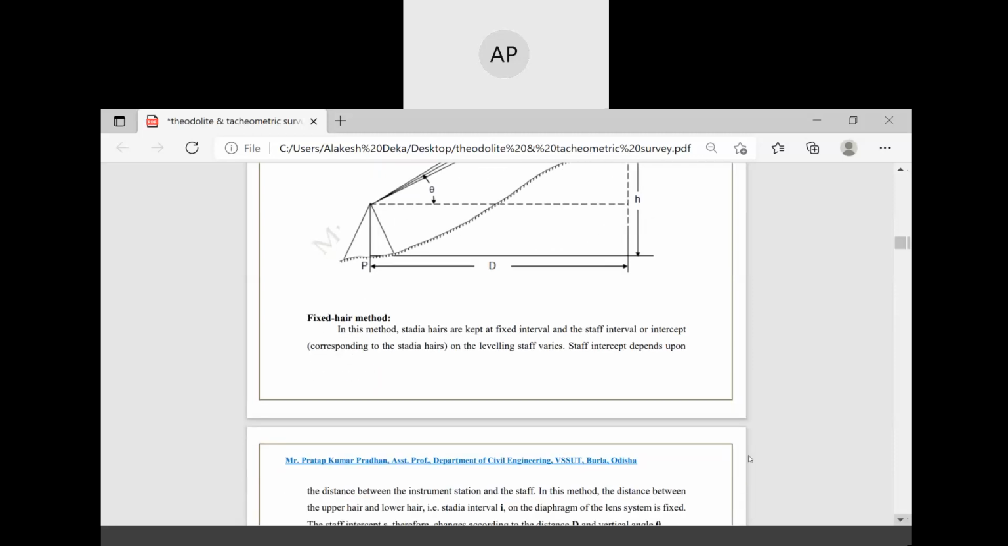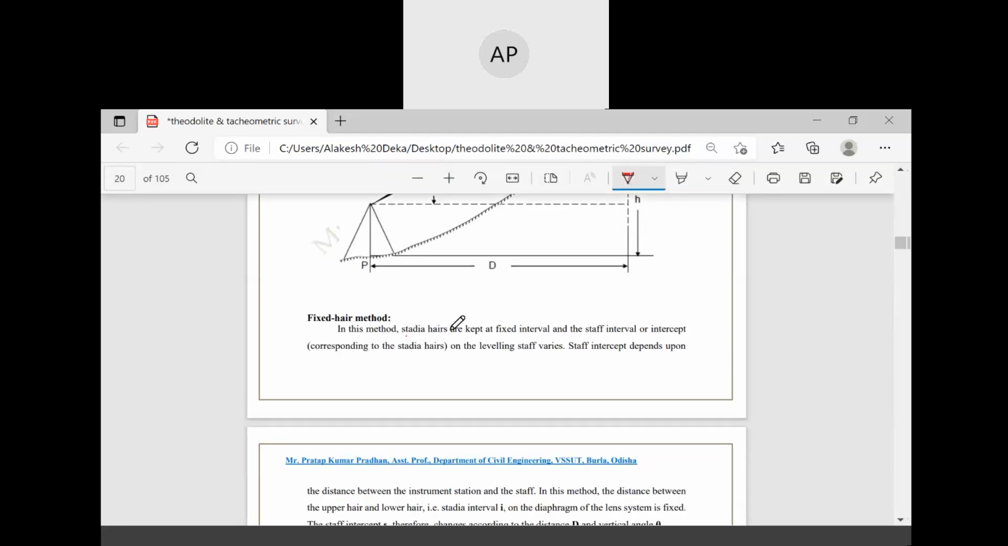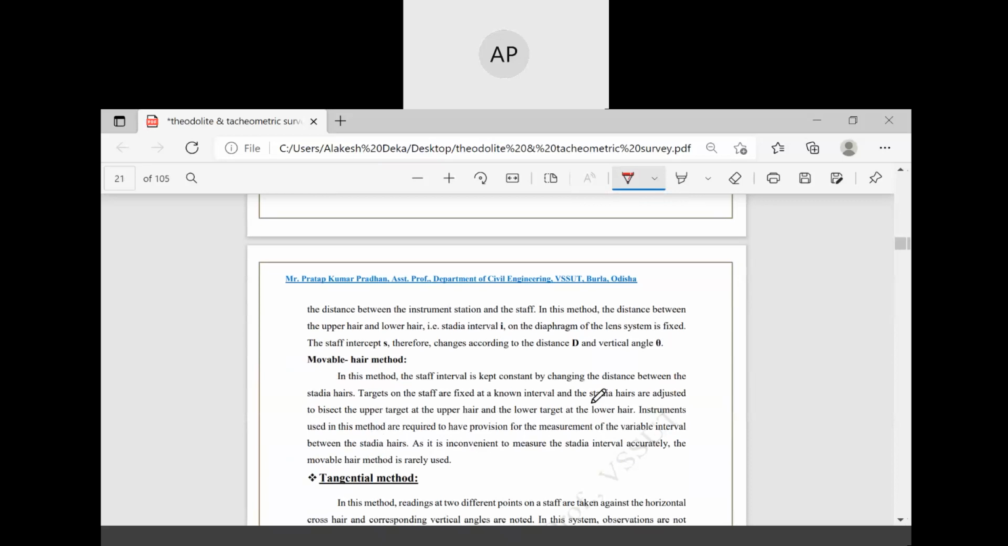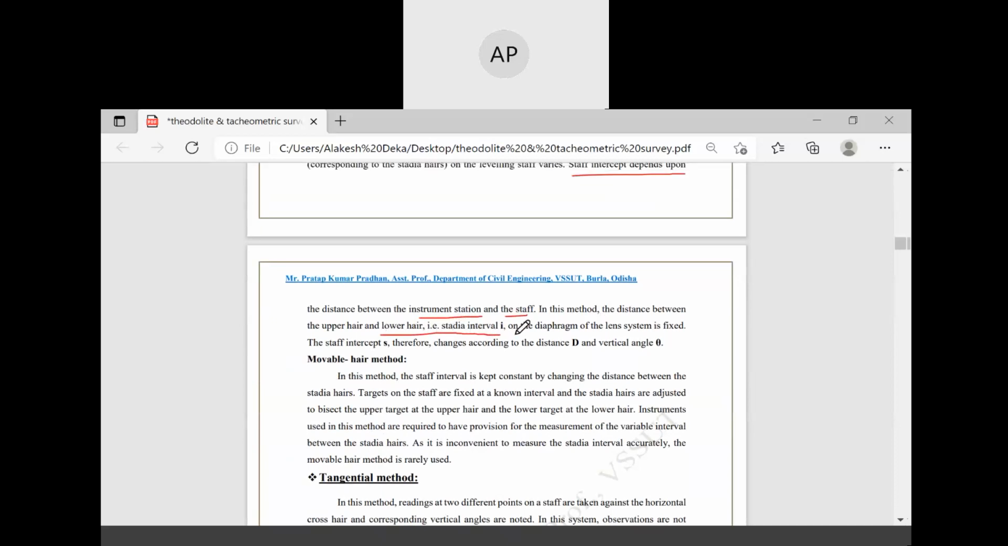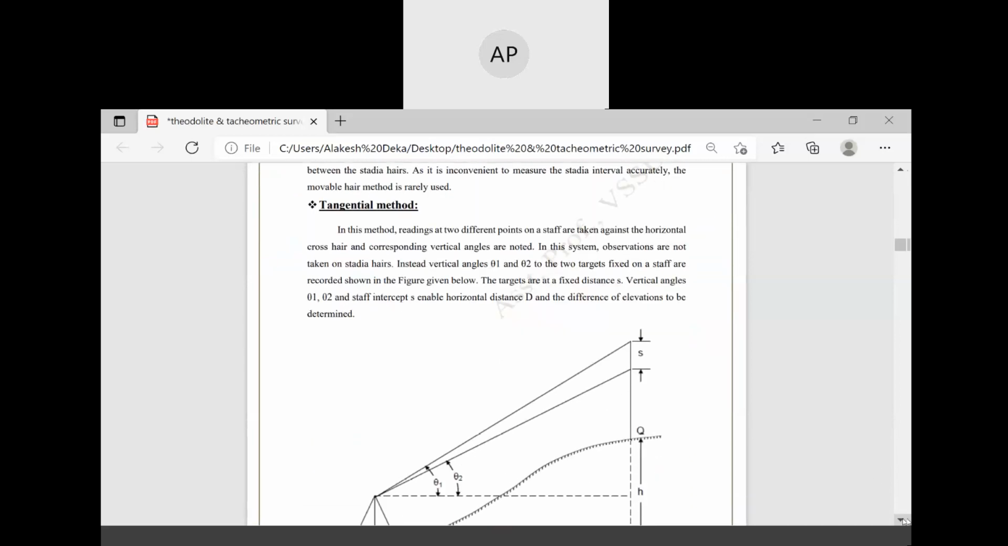In the fixed hair method, what will happen? The stadia hairs are kept at a fixed interval, and the staff intercept depends upon the distance between the instrument station and the staff. In this method, the distance between the upper hair and lower hair, that is the stadia interval i, on the diaphragm of the lens system is fixed. The staff intercept s is therefore changed according to the distance D. The movable hair method is rarely used, and another method is the tangential method.